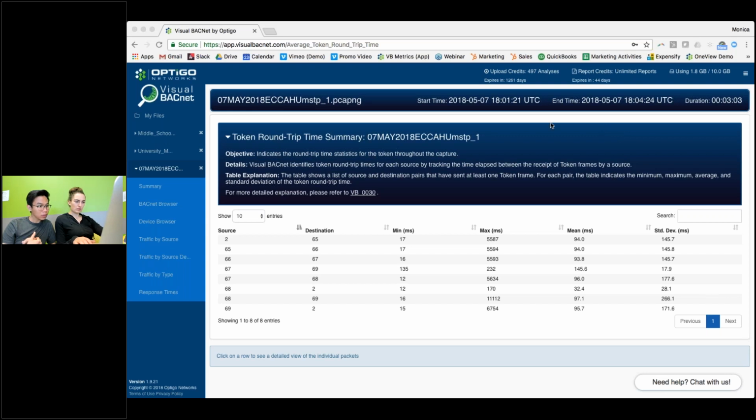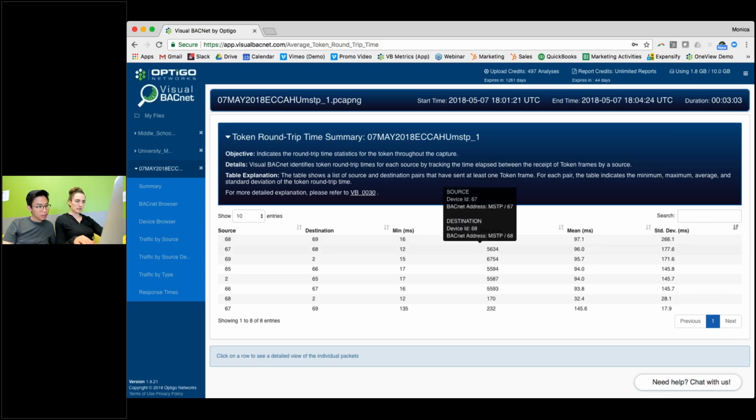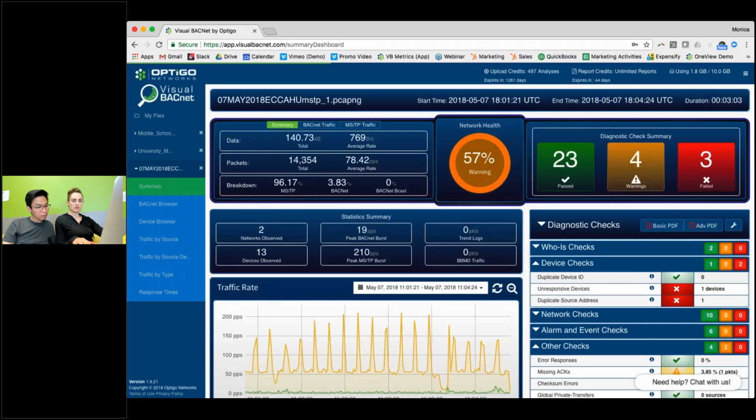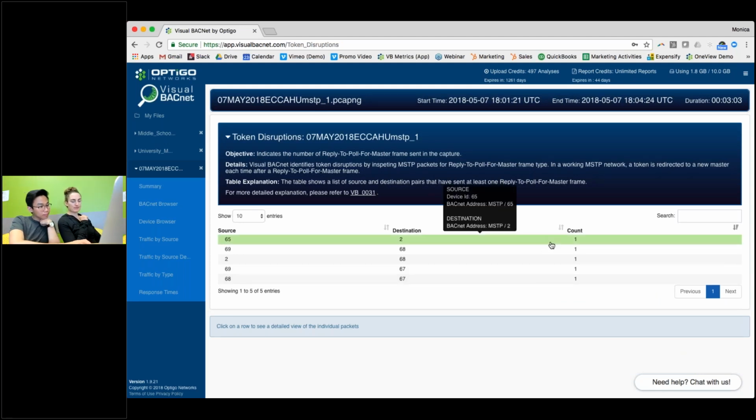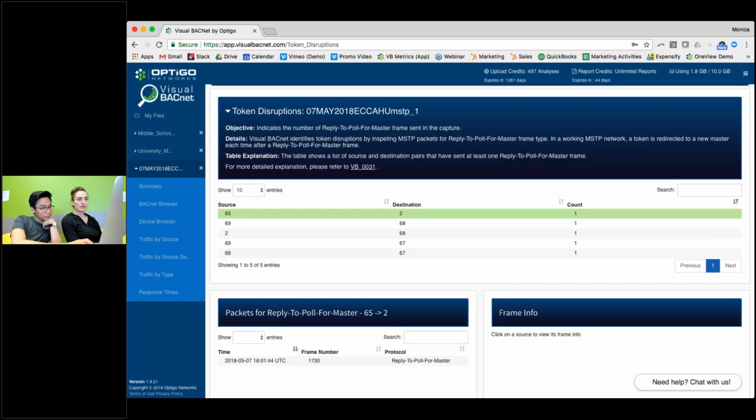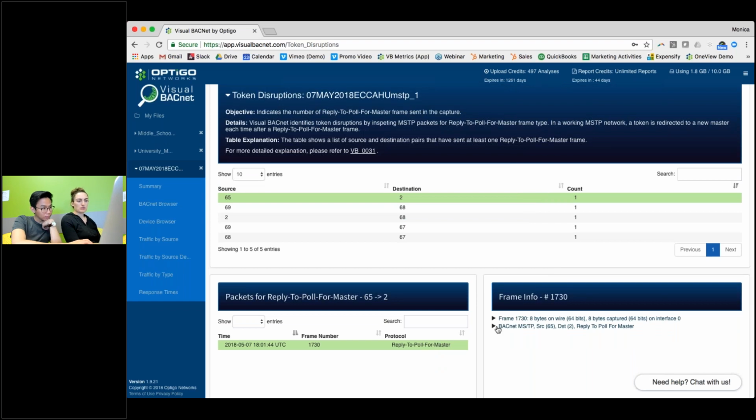Check the standard deviation or the token passing. We can see standard deviations here. Or the token disruption. So the token disruptions are basically replies to poll for master. So 65 is telling 2 that he's the next master. It makes sense because there's a big gap there.